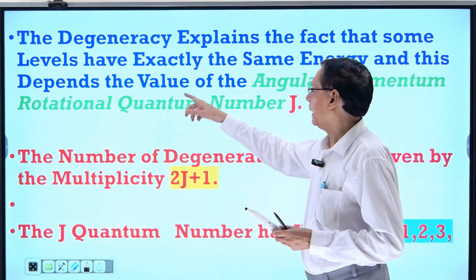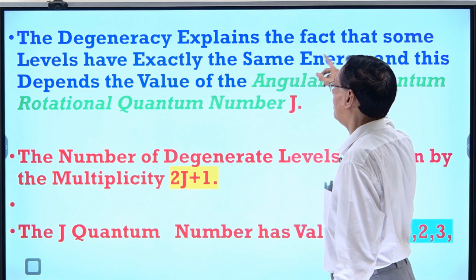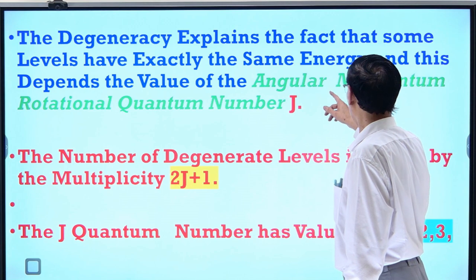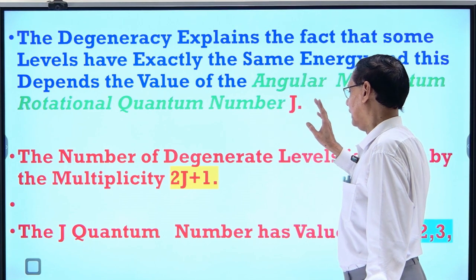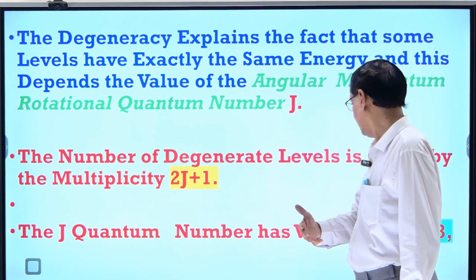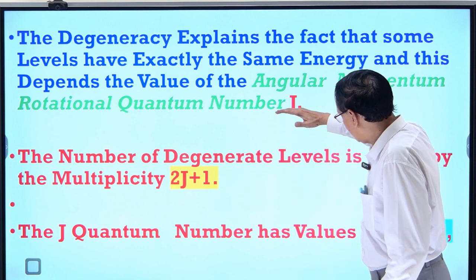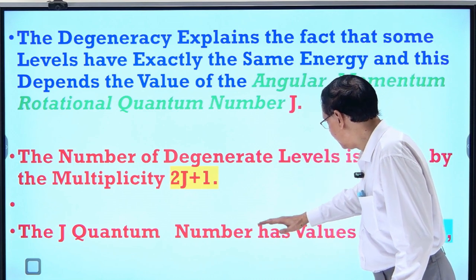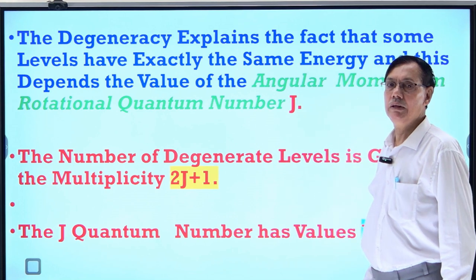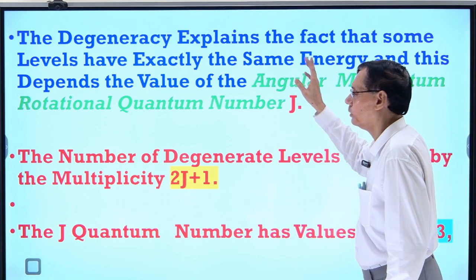types of the rotation. So again, I am just writing again, the degeneracy explains the fact that some levels have exactly the same energy, and this depends on the value of the angular momentum quantum number. The take-home message is that for the rotational partition function, again I am repeating, it must be 2J plus 1. That means if I write, suppose this red color is one energy level, E0, E1, E2, E3, four rotational energy levels, and I can write J is equal to 0, J is equal to 1, J is equal to 2, J is equal to 3, like that.